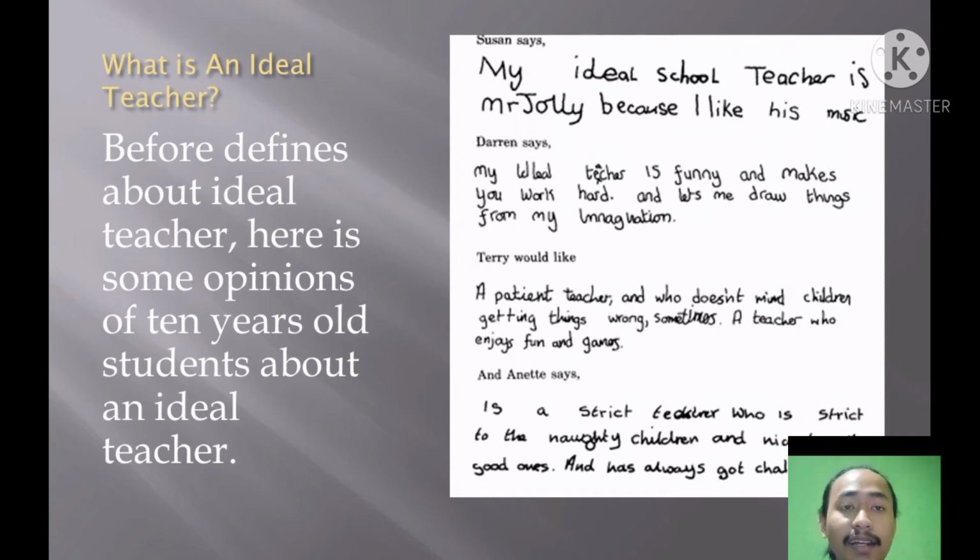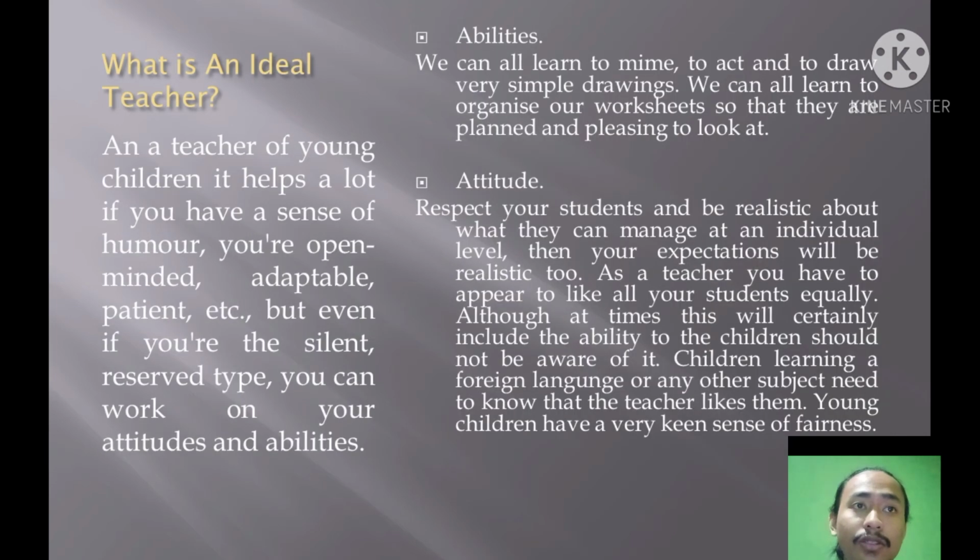The last student, Annette, says that her teacher is strict to the naughty children and nice to the good ones, and always has good talk and is handy. So the conclusion from these examples is that teachers can provide many methods for their learners. Teachers are not only about how they teach, but also about how they can become friends to their learners. So, what is an ideal teacher?